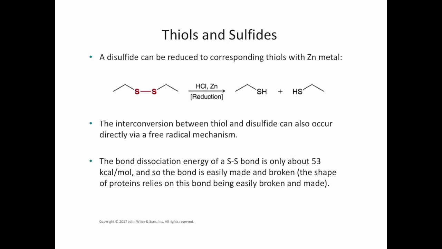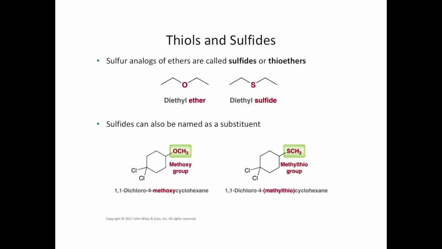A disulfide can be reduced back to the corresponding thiol using zinc metal and HCl. The bond dissociation energy of a sulfur-sulfur bond is not that great, so the bond is easily made and broken. And this is important because the shape of proteins relies on the sulfur-sulfur bond being easily broken and easily made.